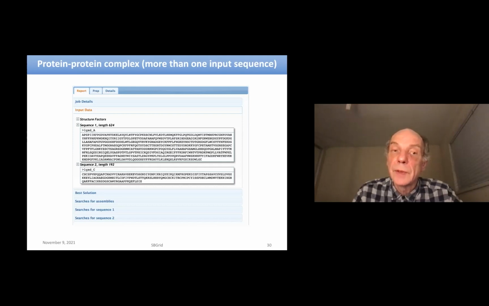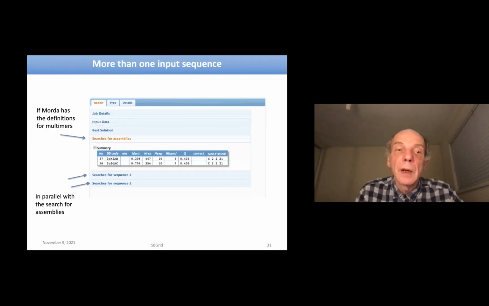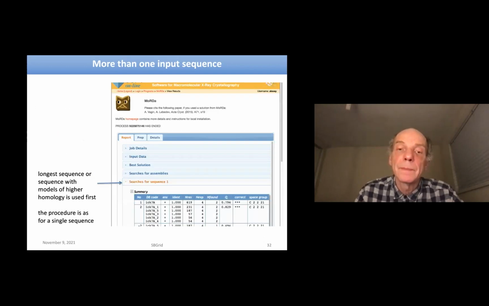Let's look at the example with two sequences, where each of the chains contains at least two domains. In that sense, it's an interesting example. So the report page looks different now, and it contains more sections. First, we search for ensembles, and that's in parallel to the sequential search for domains derived from sequence 1 and sequence 2.